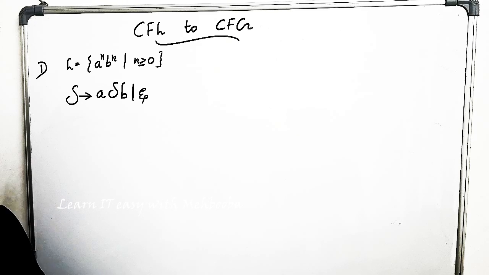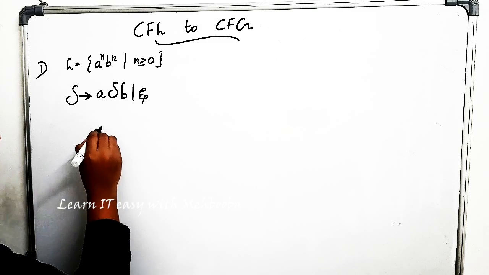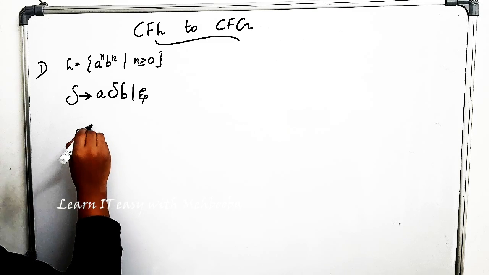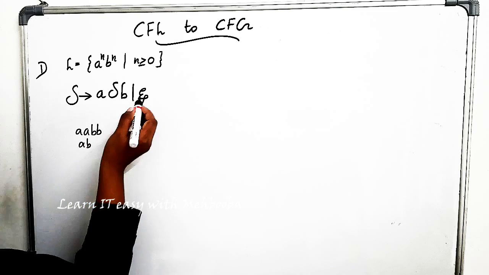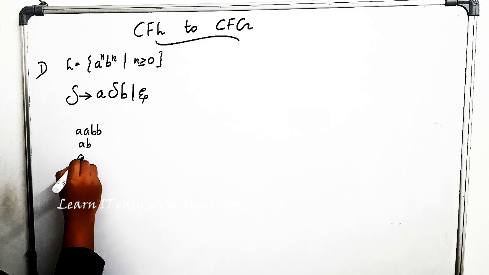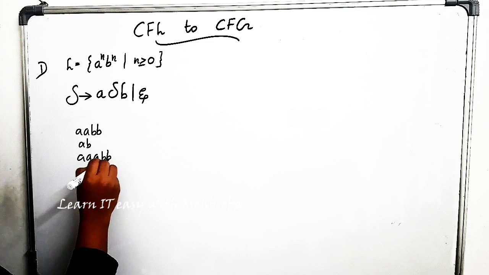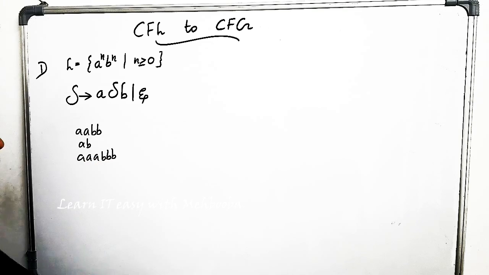Don't worry if you're not getting it, because it's actually a matter of practice. We will see how we can derive some random strings: A, B, B. Now A, B. Now the string will be derived for sure. A, B, B, B. All these strings can be derived, it will work definitely.